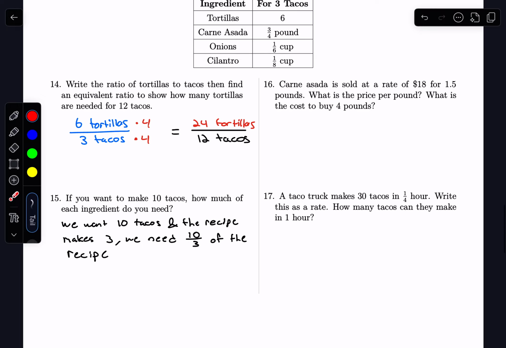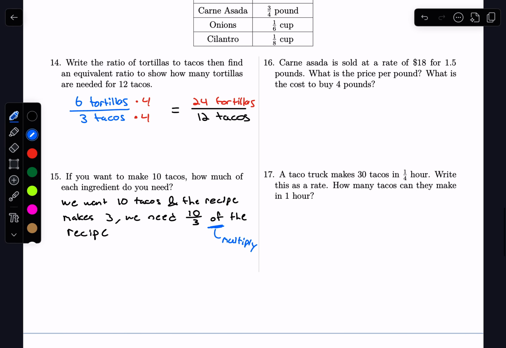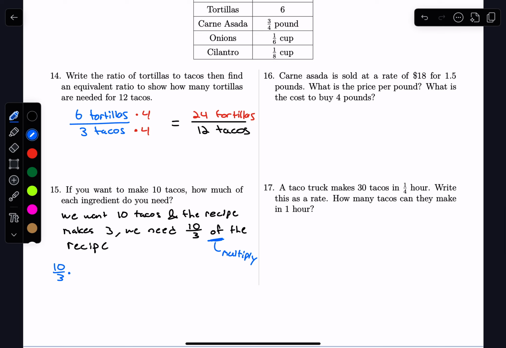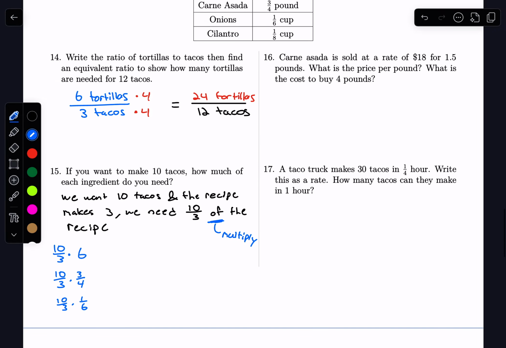Now we have this word "of" that's shown up a few times. If I haven't pointed it out cleanly yet, just know the word "of" means to multiply. So when we want 10 thirds of the recipe, that means to multiply 10 thirds by each element of the recipe. We multiply 10 thirds by the number of tortillas, which is 6, to get the tortillas. 10 thirds times 3 over 4 gives us the amount of carne asada. 10 thirds times 1 over 6 gives us the amount of onions.